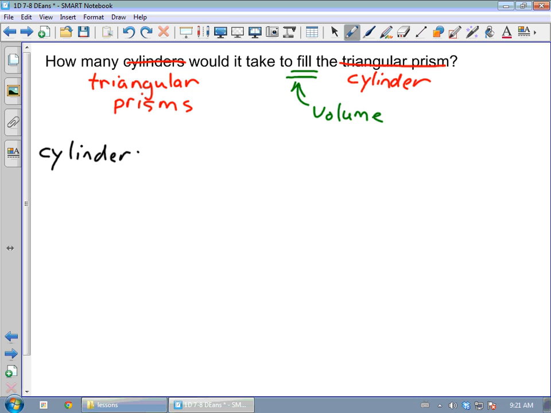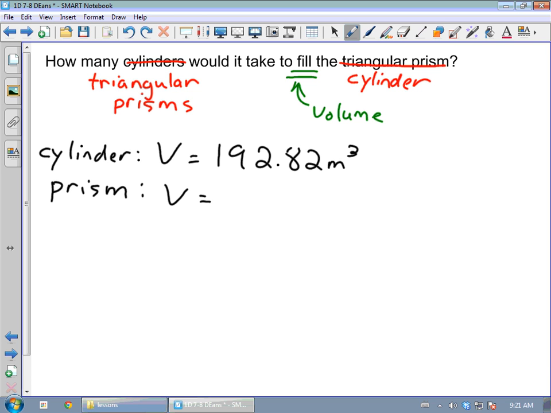If we look back on the page, what did our cylinder have a volume of? 192.82 meters cubed. And our triangular prism from the other page had a volume of 69.2 meters cubed.